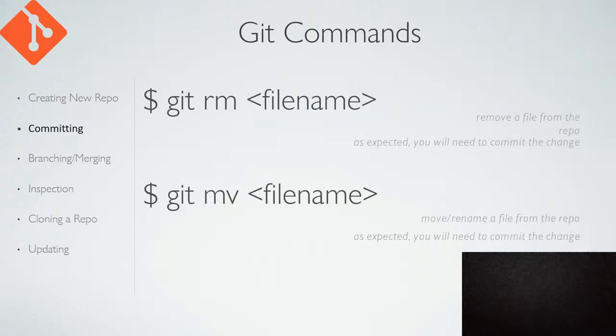And git space rm, and you have to enter your file name. It will remove a file from the repository as expected. You will need to commit the change. And git space mv, and you have to enter your file name. It will move or rename a file in the repository as expected. You will need to commit the change.